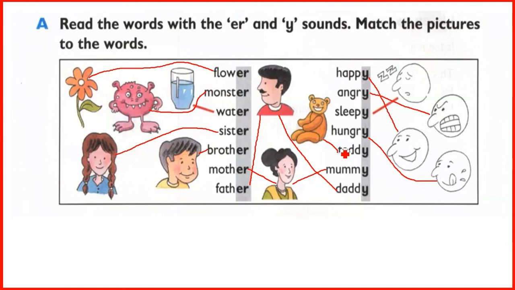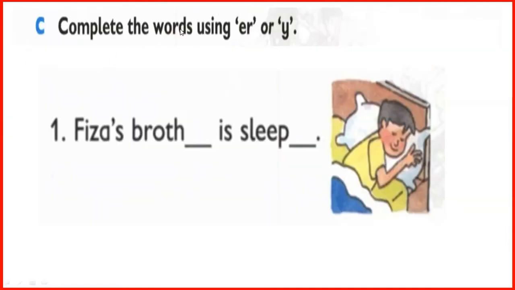Okay, complete the words using er or y. Look at this picture. Have you remembered Fizza's brother? Yeah, this is Fizza's brother. Here what do we put? Er or y? What's the spelling of brother?